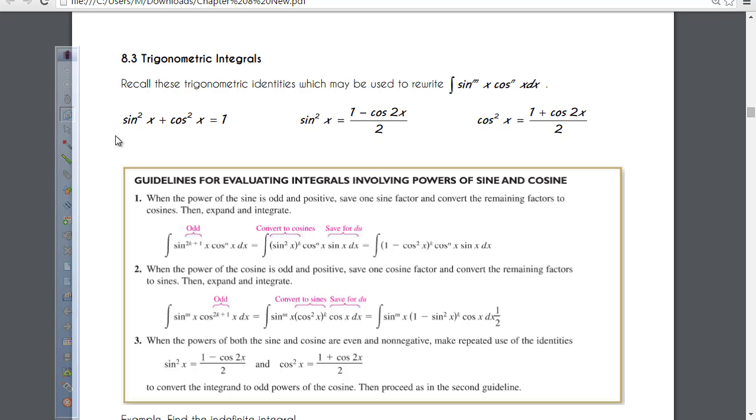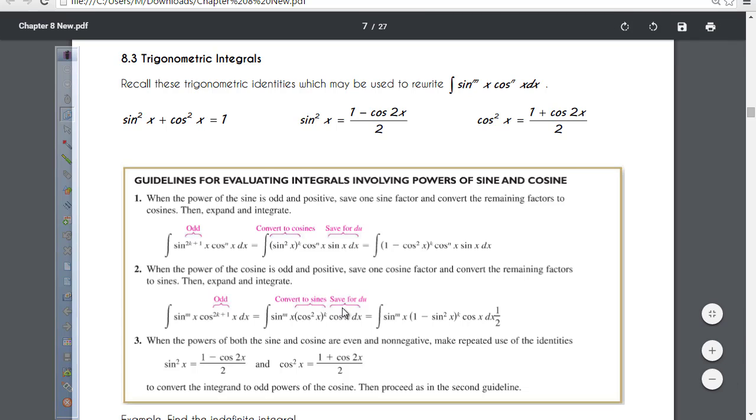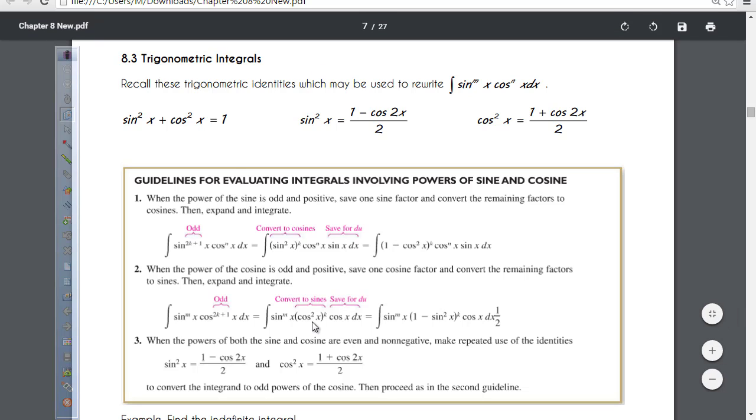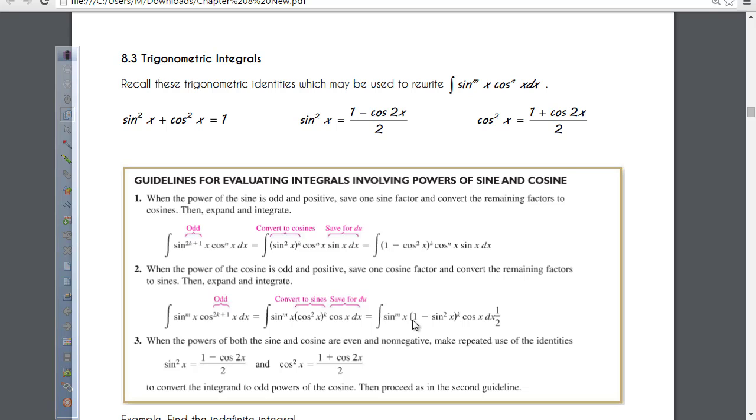And here's a similar rule. If we have an odd number of cosines, I'm going to hold one of those. We're saving it because we need it to be our derivative. And then convert everything else to sines, and then we can integrate it that way. So that's how most of the rules go. Here it says when the powers of both are even, then that's when we might use those rules there. Okay, so let's look at an example.